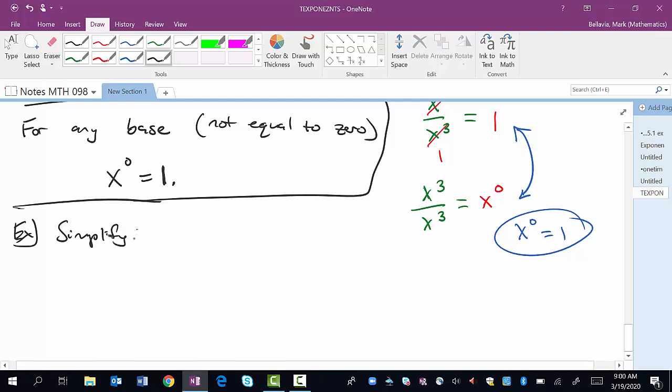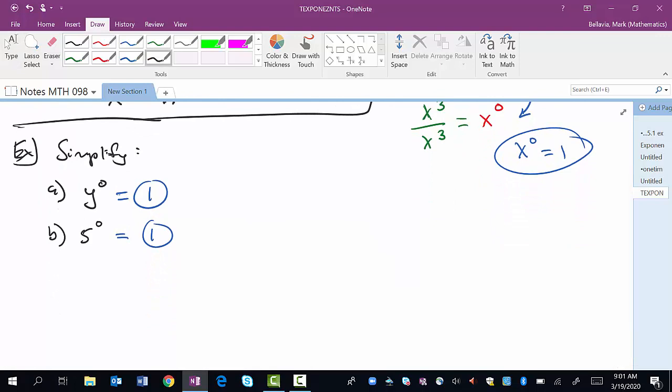So for the first one, if I said I had y to the 0 power. So the base is y, it's being raised to the 0 power. Well, that equals 1. If I said I had 5 to the 0 power. Again, the base is 5 to the 0 power, it's just 1. Doesn't really matter what the base is, right? If I said 237 to the 0 power, still equals 1.